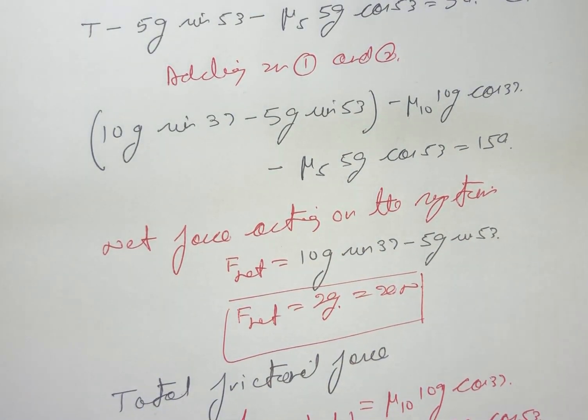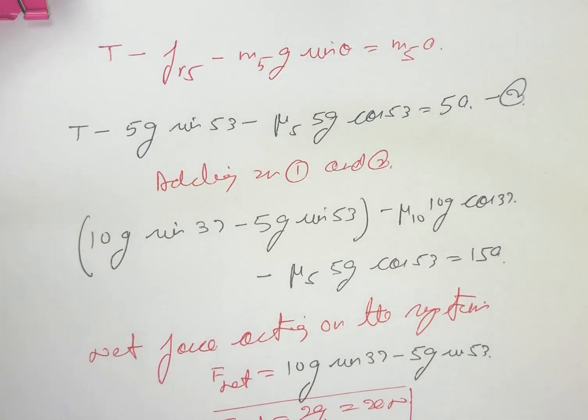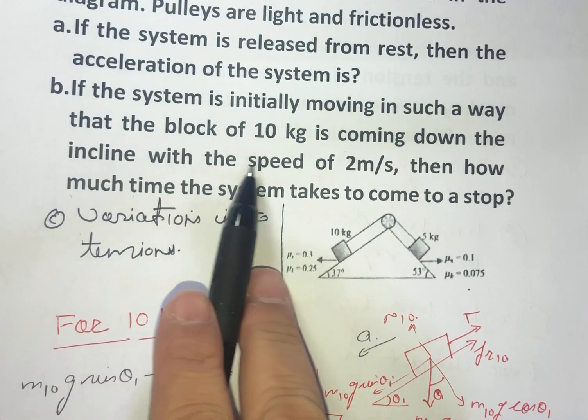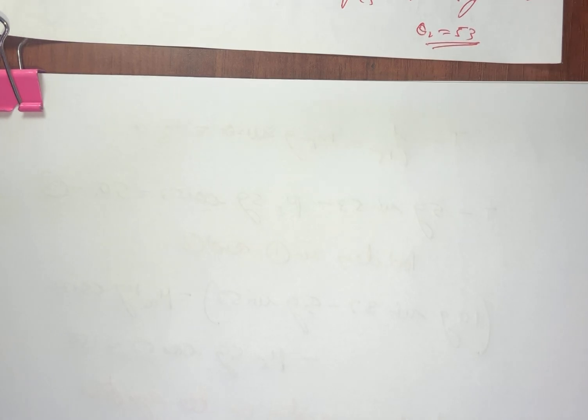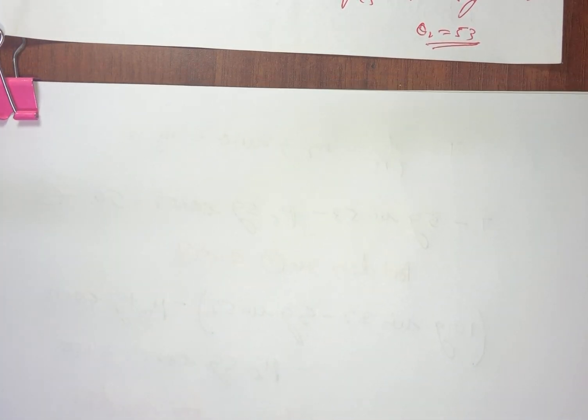Next, we are supposed to find out what will happen if it is moving. The 10 kg block is coming down the inclined plane with a speed of 2 meters per second. So in this case, it is already in motion, and we calculated the net force.